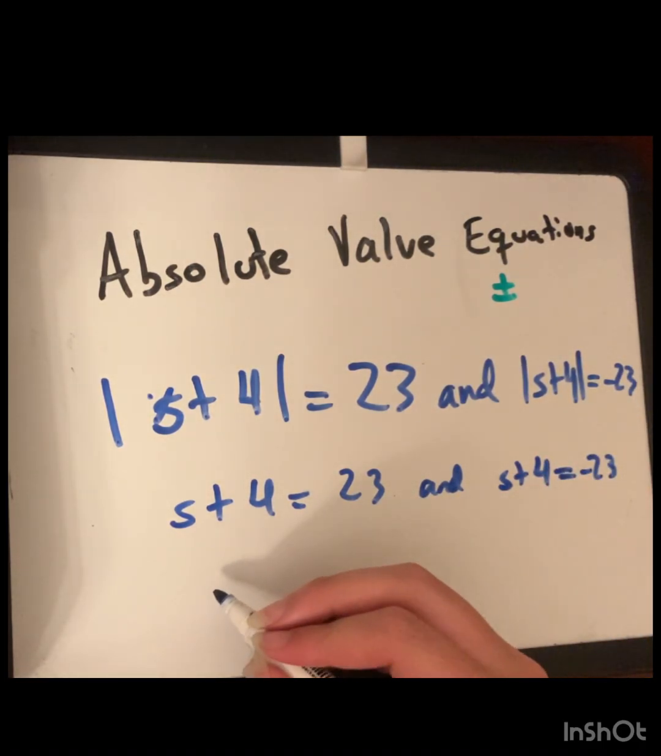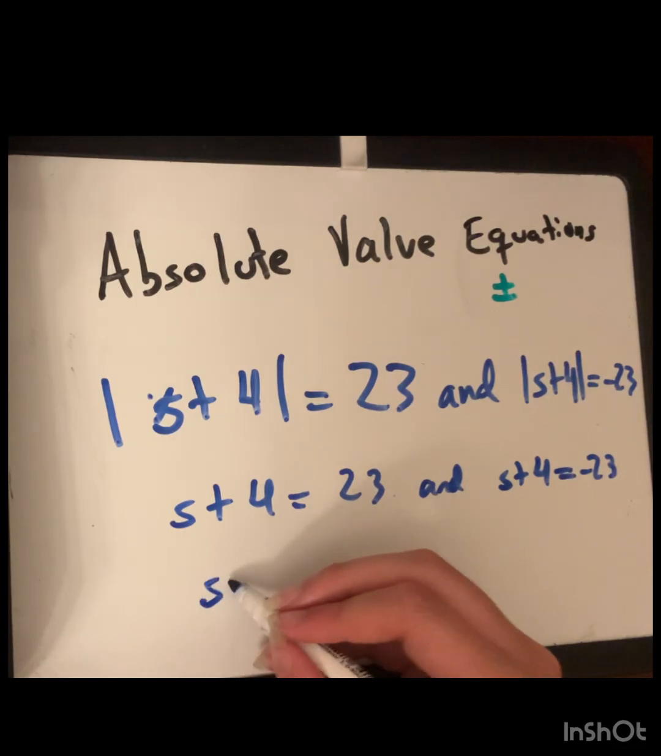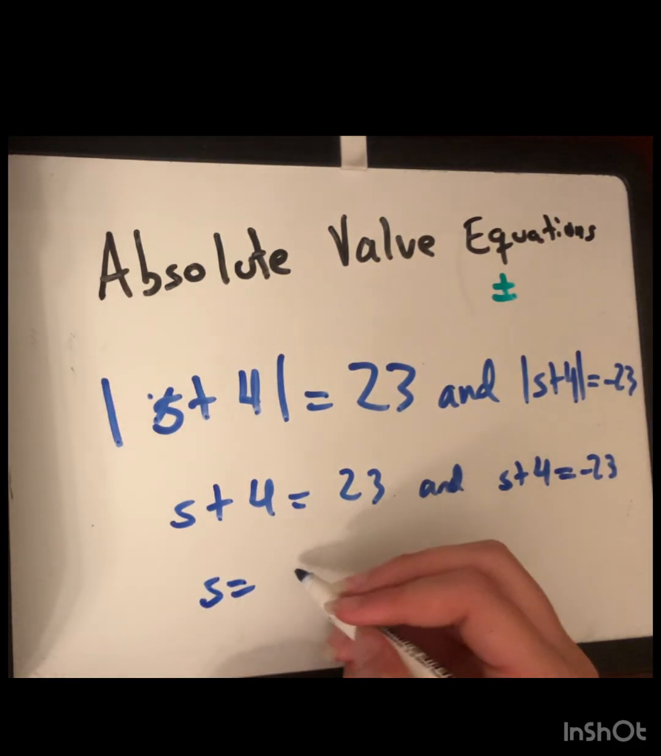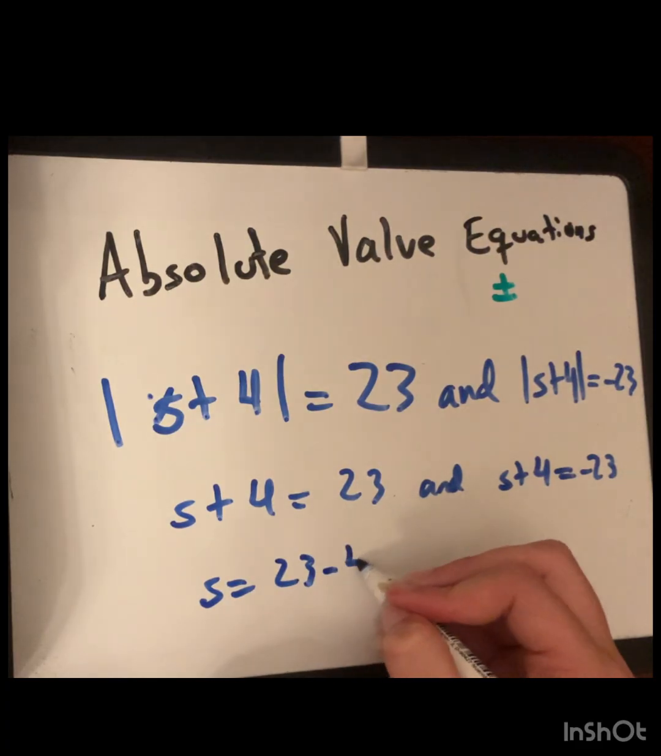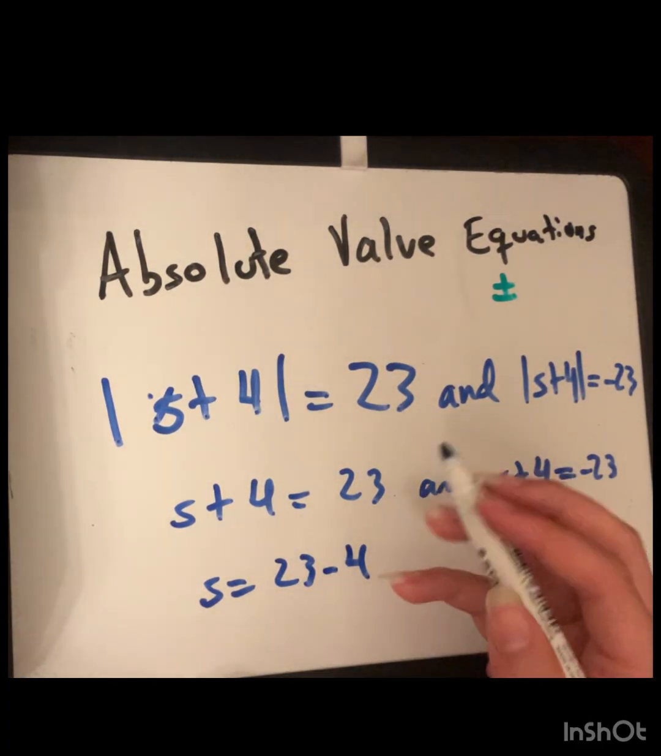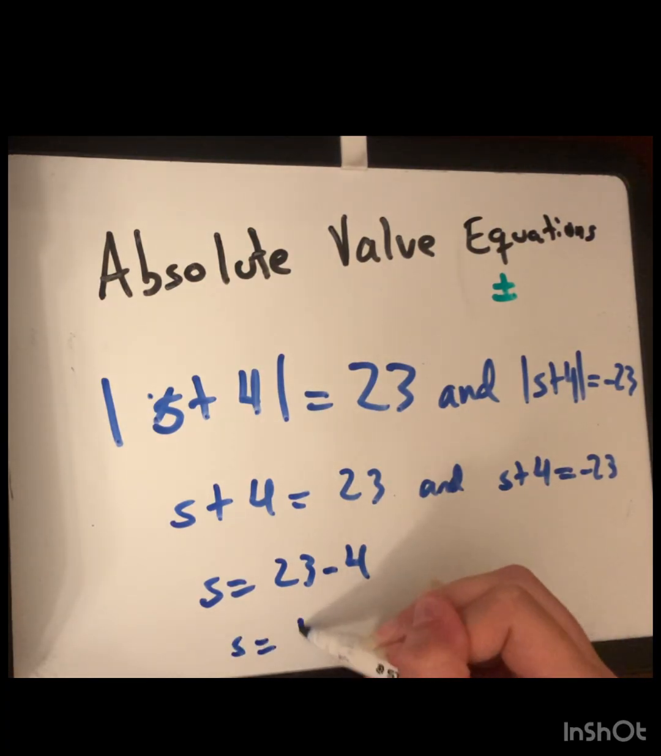So let's start here. This would be, since 4 is adding, it'll move to the side subtracting. So 23 minus 4. What's 23 minus 4? 23 minus 4 is 19. So S equals 19.